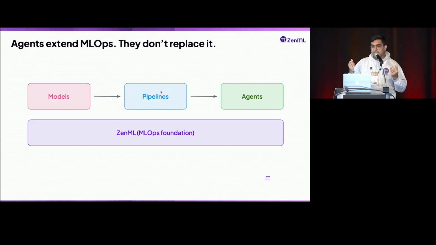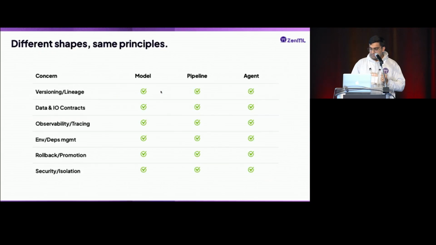And I think if you have a system like that, you can really reimagine and reuse the MLOps foundations that you've already built, because you built them for that. So all those things like data and I/O contracts, observability, environment management, rollbacks, security and isolation, versioning and lineage, they will apply to models, pipelines, and agents.